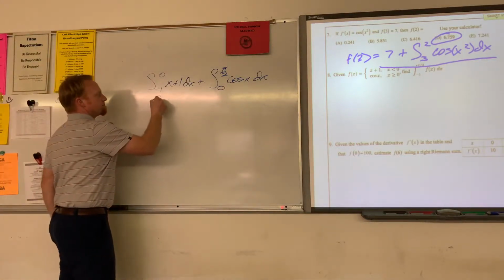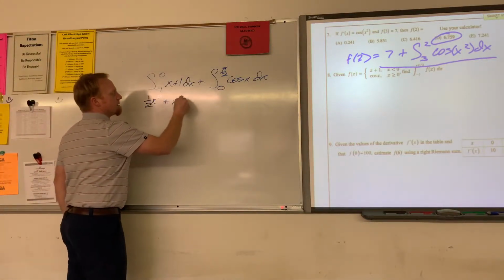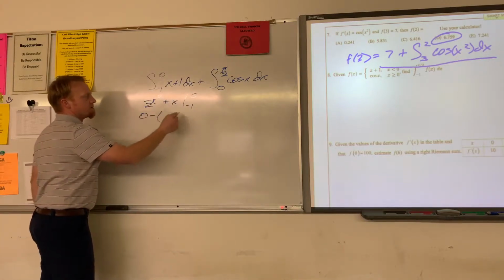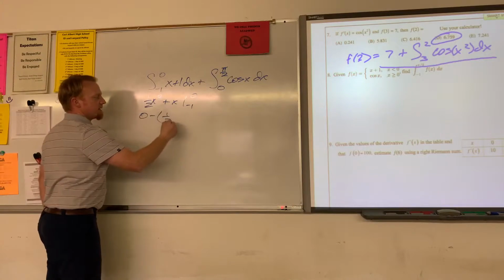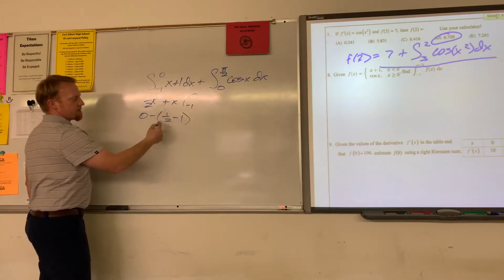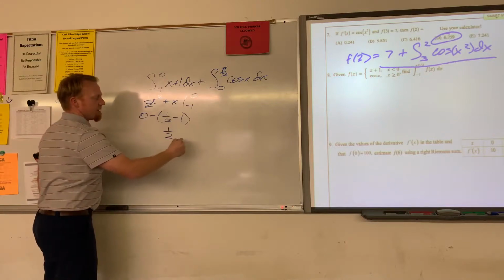Integrate from -1 to 0. I plug in 0, I'm going to get 0. I plug in -1, I get 1/2 minus 1. So this is going to give me -1/2, and then it's going to turn into a positive 1/2.